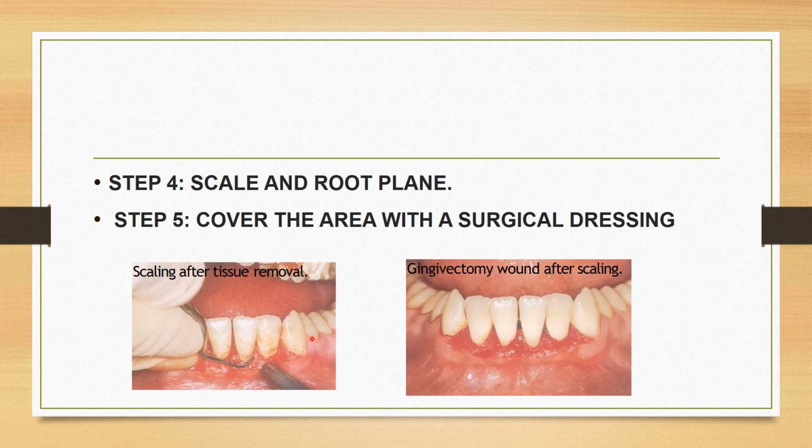Then, after examining the area, you can do scaling and root planing, prepare the tooth surface, and cover the area with the surgical dressing. So there is the gingivectomy. This is the case: there is a gingivectomy wound after scaling.